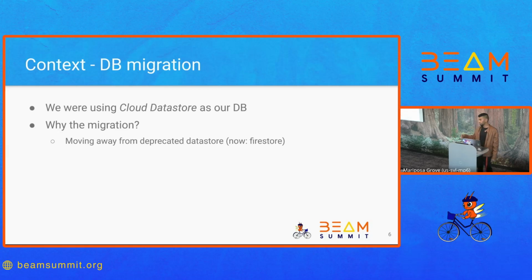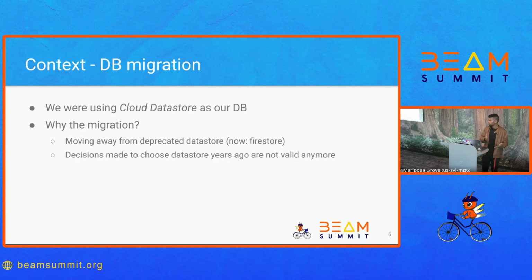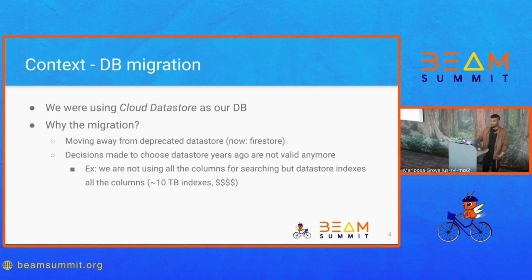That was also an opportunity for us to explore other options. Do we really need Datastore? Do we really need a JSON store, right? Turns out we didn't, because after a few years of using Datastore, we realized that the decisions that we assumed we needed Datastore for are not valid anymore. One example is that Datastore indexes all the JSON columns, which is really unnecessary unless your users are querying each of the columns in your database, right? Which is not true, but we had 10 terabytes of indices in the database, basically paying money for indices that we don't even use, right?